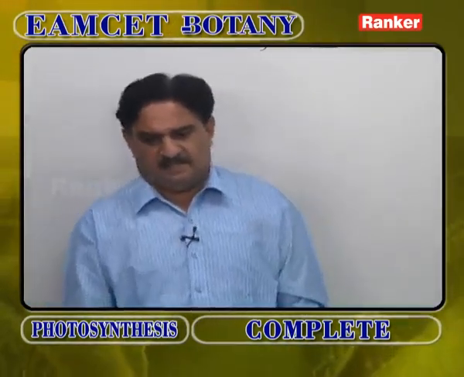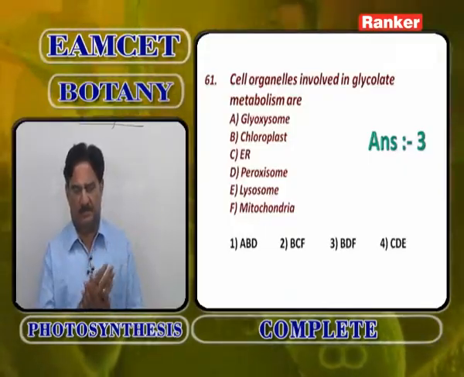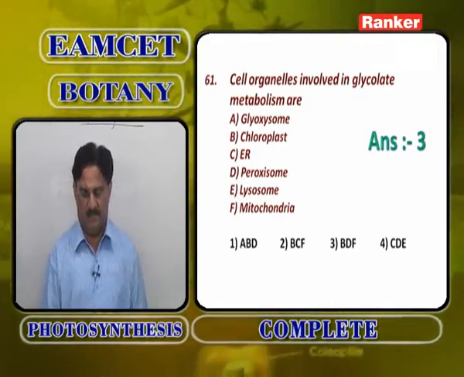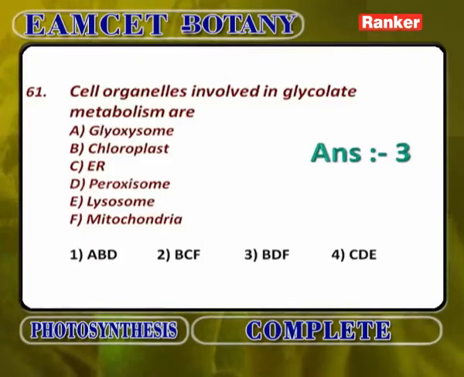Chloroplast is correct. Endoplasmic reticulum is not at all involved here. Peroxisomes is correct. Lysosomes are not involved. Mitochondria is correct. So the answer is B, D, F: chloroplast, peroxisomes, mitochondria. So the cell organelles involved in glycolate metabolism are chloroplast, peroxisomes, mitochondria. B, D, F. Third option.